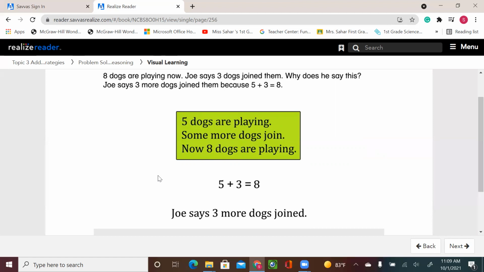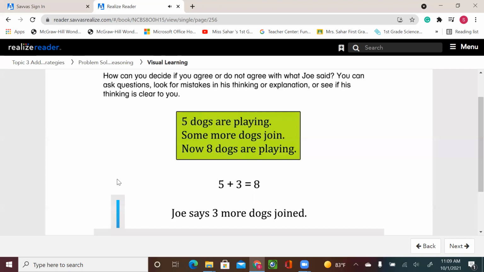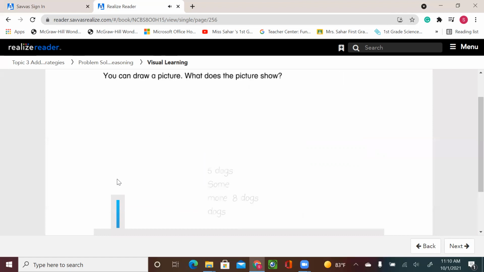So that's right. That makes sense because there were 5 and now their total is 8. So that means 3 join, 5 plus 3 equals 8. How can you decide if you agree or do not agree with what Joe said? You can ask questions, look for mistakes in his thinking or explanation, or see if his thinking is clear to you. You can draw a picture.